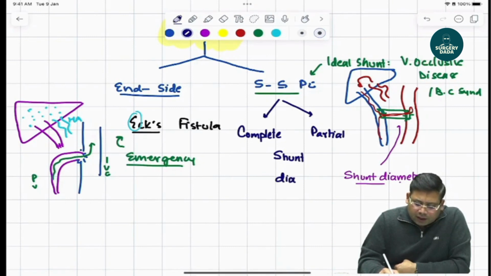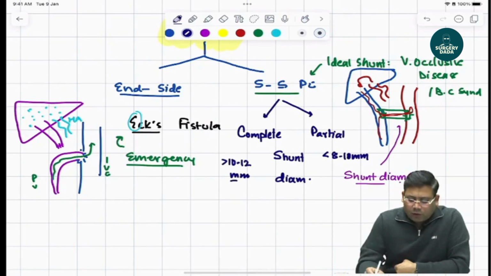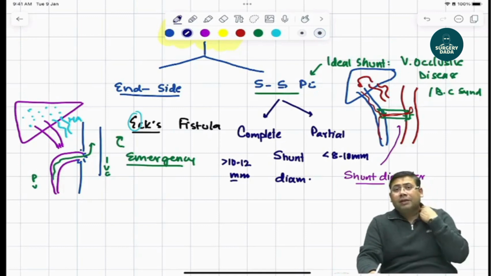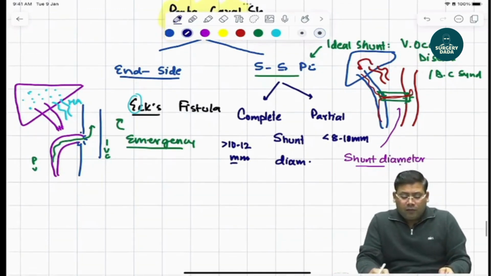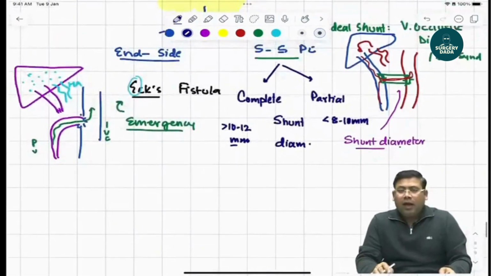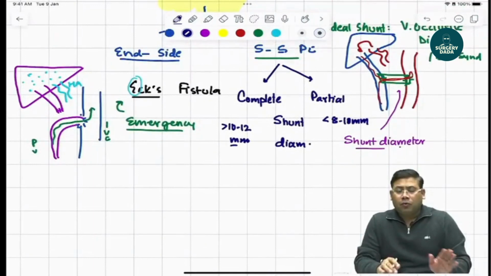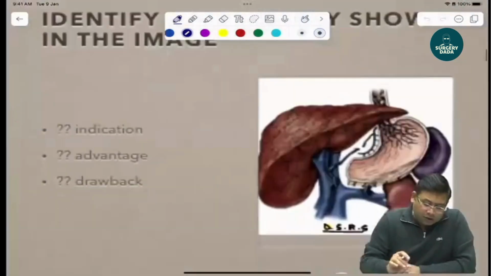If the shunt diameter that you are using is less than 8 to 10 mm, then that is partial. If it is more than 10 to 12 mm, then that is considered to be what? Complete. And this is really very important. So we have end to side, we have side to side portosystemic shunt. So this is all about the shunts that you need.